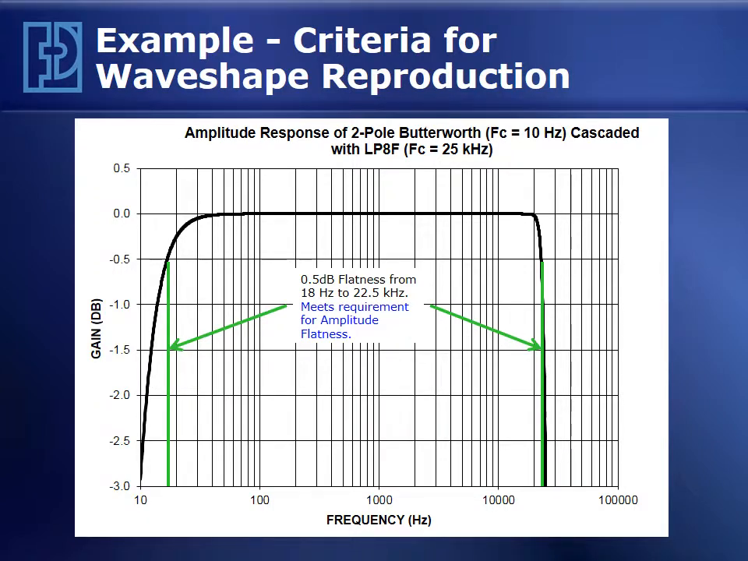So we plot the amplitude response of our system, and we look at the 0.5 dB or 5% flatness region, and we find that the 2-pole AC coupled high-pass network is 5% down at 18 Hertz, and the LP8F low-pass filter is 5% down at 22.5 kilohertz. So from 100 Hertz to 10K, we're great. We're well within the 5% criteria that we were looking for.